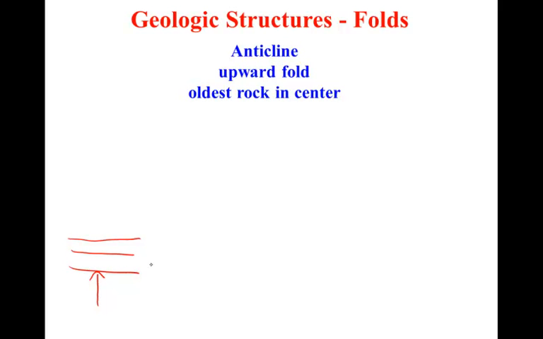In other words, if we apply compressional forces to these rocks, younger rocks on top, older rocks on bottom, what do we do? We cause the rock to bend. This is called a fold, and the particular type of fold we get is one where older rocks are in the middle of the fold and younger rocks are on either side.